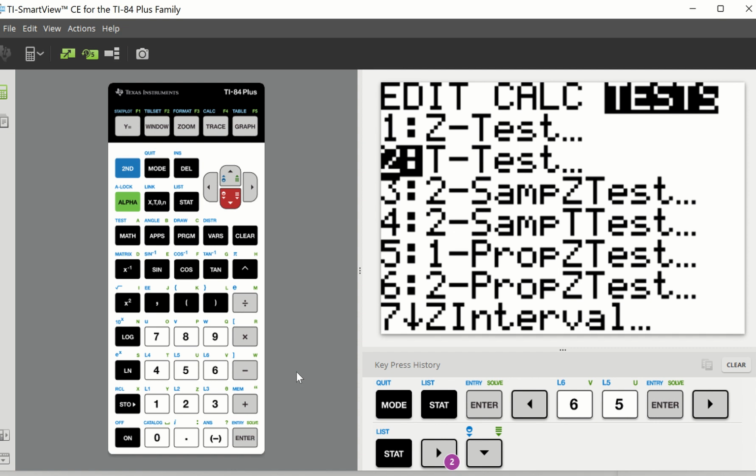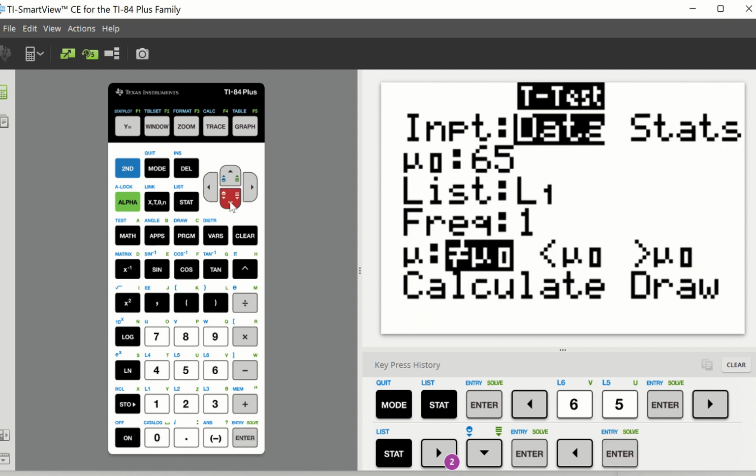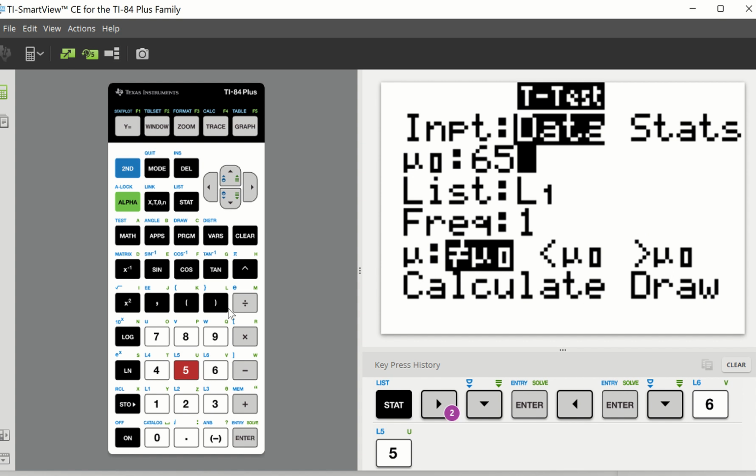So t-test because the population standard deviation is unknown, so we cannot use z-test, and the sample size is small. Okay, so t-test, and data is given. So let's highlight data, hit enter. Come down to mu naught, population mean is 65. If it wasn't already there, you would type in 65 and hit enter. Come down to the list. Type in the name of the list where your data is. Where did you enter your data? The list names are right above the numbers here. So we need L2, second 2 will bring up the L2 that we need.